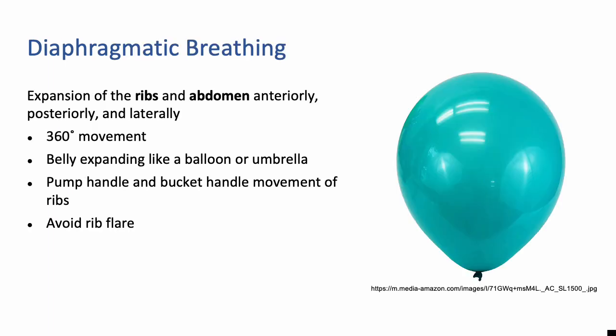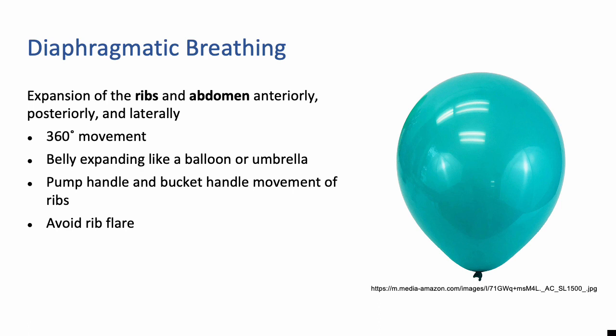So first we did diaphragmatic breathing. When I teach diaphragmatic breathing, I am looking for expansion of the ribs and the abdomen, not just the stomach coming out, and not just anteriorly. I'm looking for anterior, lateral, and posterior, a 360-degree movement.